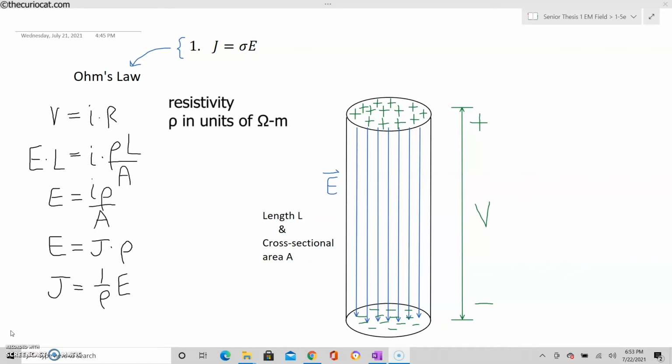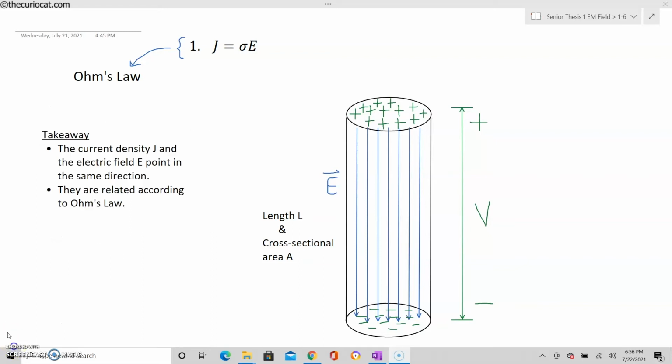The fraction 1 over rho is equal to conductivity. So we can rewrite the equation as follows. And now we have our current version of Ohm's law. The takeaway is that the current density J and the electric field E point in the same direction, and they are related according to Ohm's law.